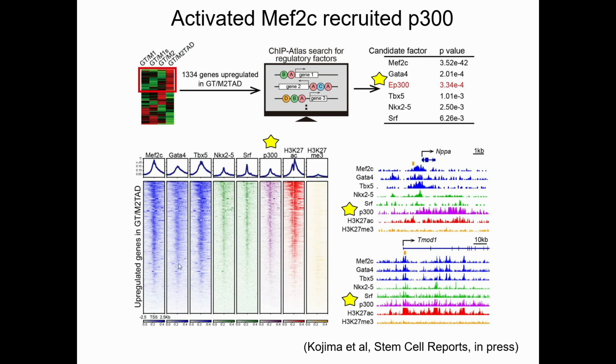So this is a ChIP-seq analysis in the upregulated genes in the activated MEF2C with GT, and we found that P300 can be recruited to the same location as MEF2C, GATA4, and TBX5 with active enhancer epigenetic marker. So this is an example, NPPA and TMOD1, which are cardiac specific genes. So P300 was recruited here. So this paper was accepted in Stem Cell Reports and will be published soon.